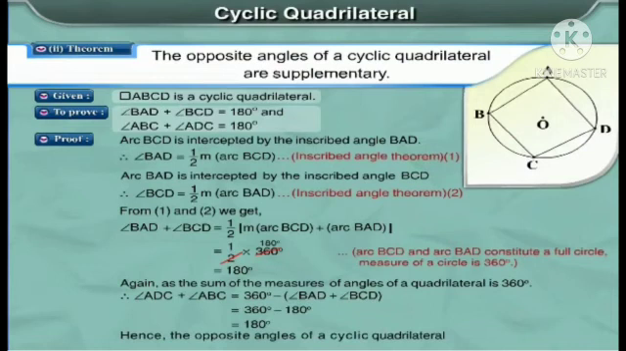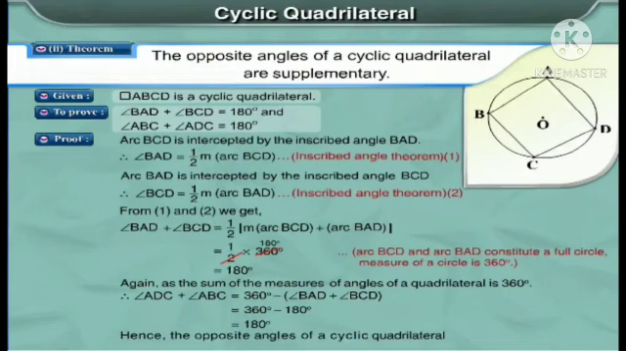So from equation 1 and 2 we get angle BAD plus angle BCD is half of measure of arc BCD plus half of measure of arc BAD. Now take half common, so it will become half of, in bracket, measure of arc BCD plus measure of arc BAD, which is equal to 360 degrees. That means angle BAD plus angle BCD is half of 360, which is equal to 180 degrees.